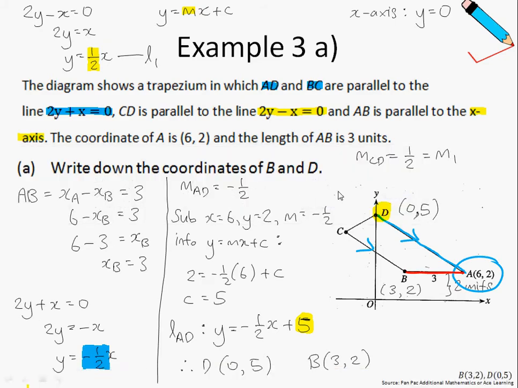Okay, and before we move on to example 3b, I just want to highlight that previously we found that the gradient of CD is half, from this given portion of the question. This portion of the question over here, previously highlighted in yellow. From here we found that gradient of CD equals half. We'll be making use of this fact in example 3b.